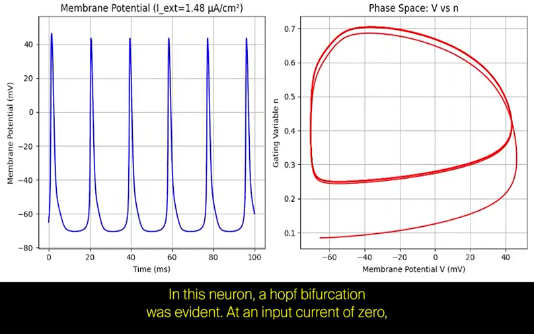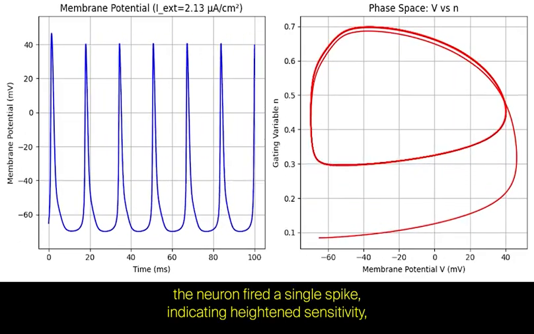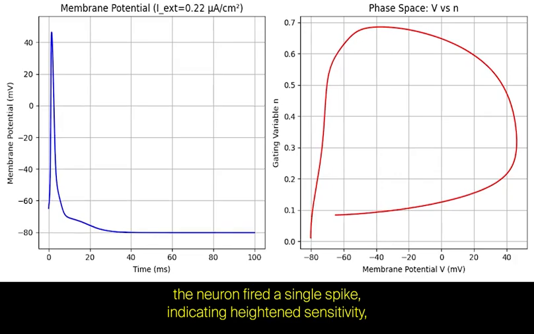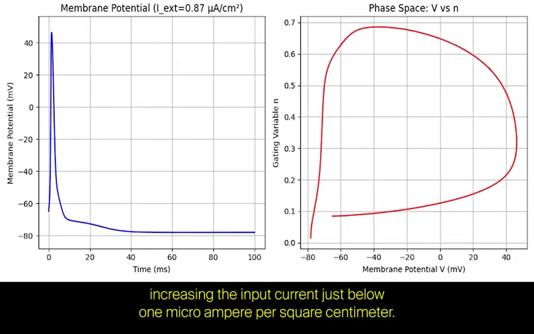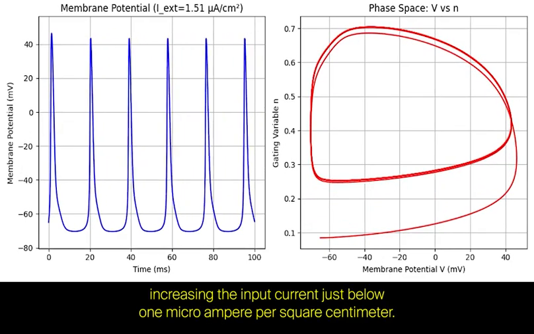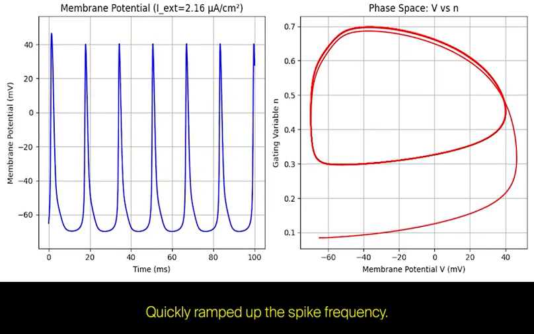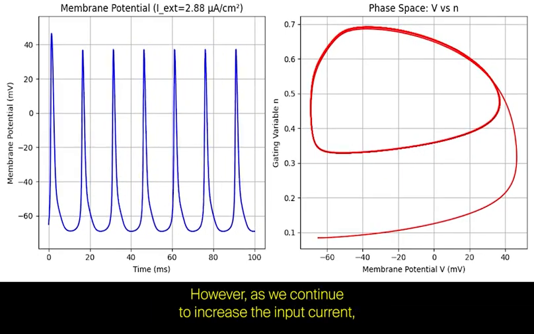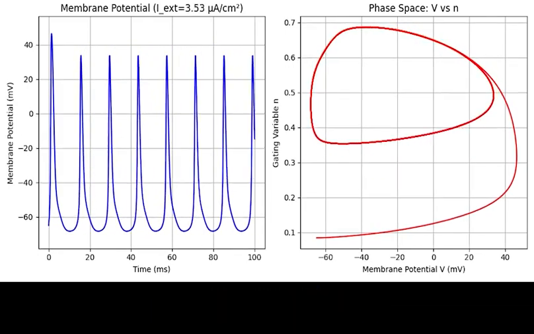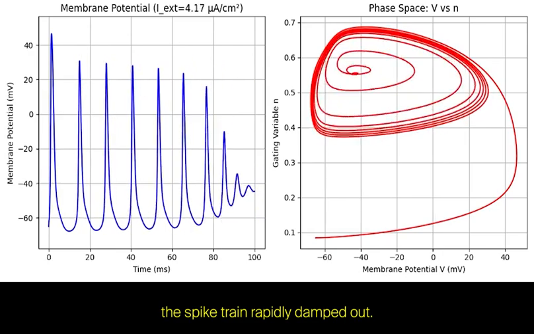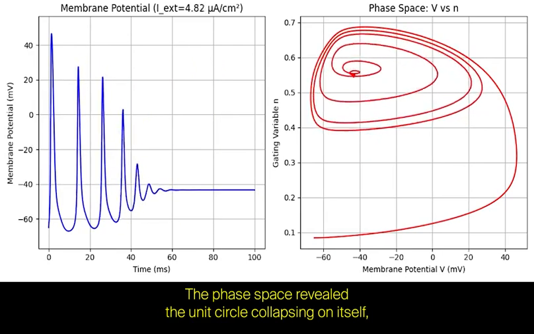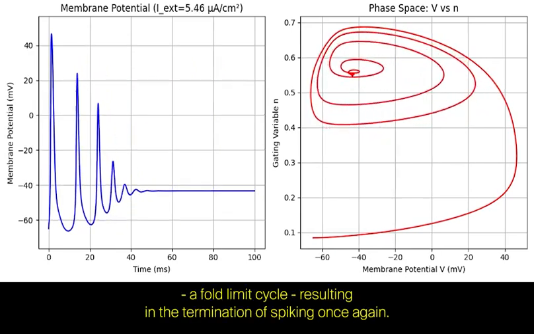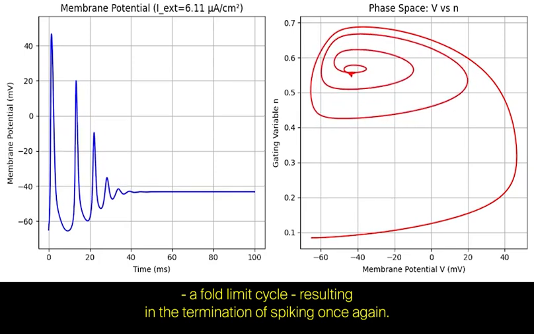At an input current of 0, the neuron fired a single spike, indicating heightened sensitivity. Increasing the input current just below 1 microampere per square centimeter quickly ramped up the spike frequency. However, as we continued to increase the input current, the spike train rapidly damped out. The phase space revealed the unit circle collapsing on itself, a fault limit cycle, resulting in the termination of spiking once again.